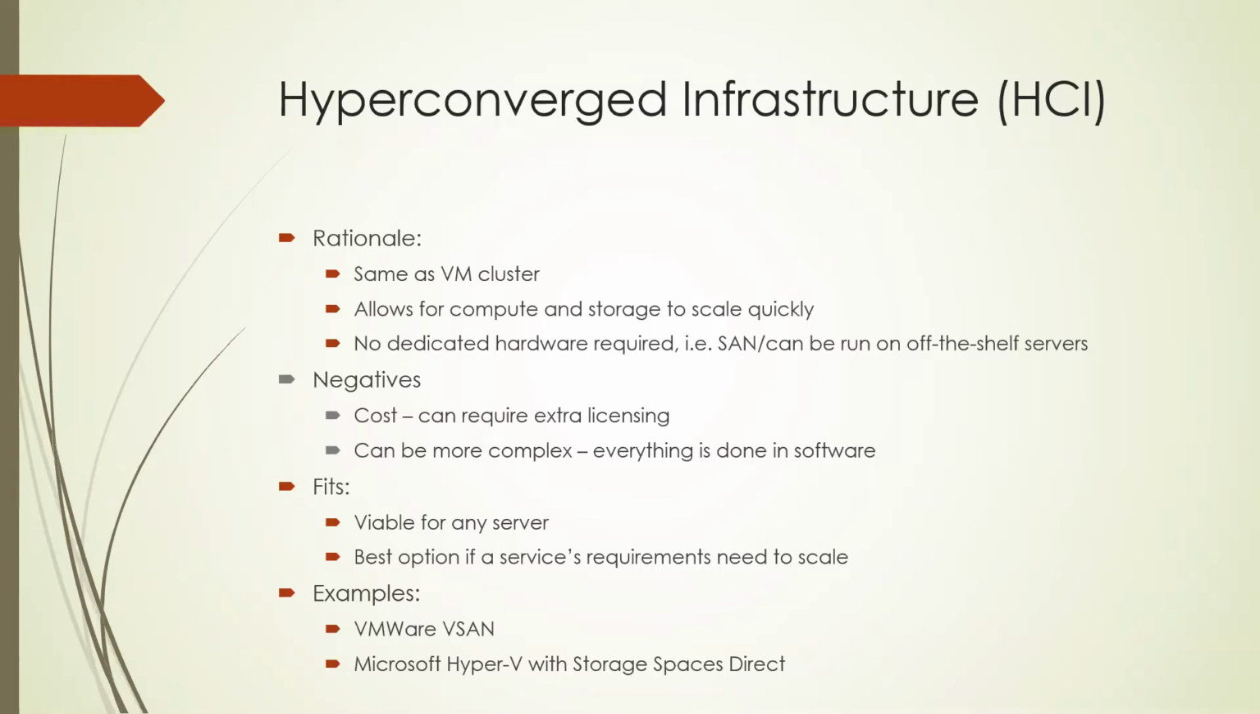VMware's is vSAN, and then I think Dell has VxRail. I think Dell is a hyper-converged vendor for them. Hyper-V is literally Hyper-V Server with Storage Spaces Direct. Storage Spaces Direct requires Datacenter edition. So they both typically require extra licensing.